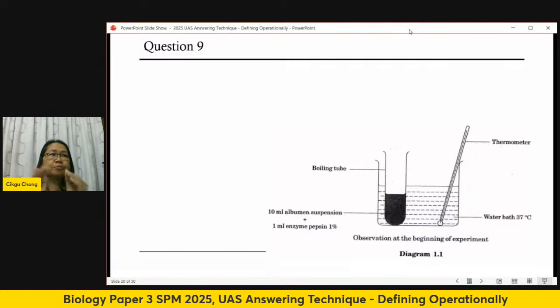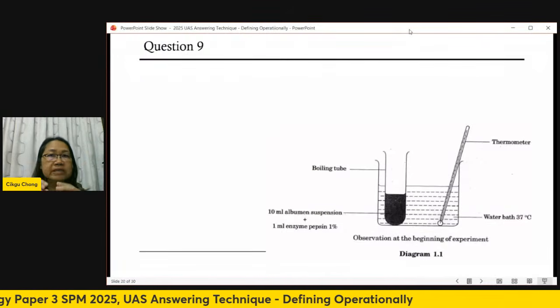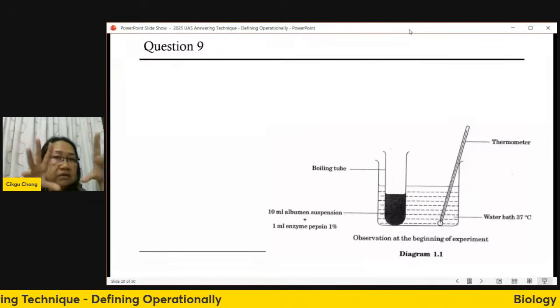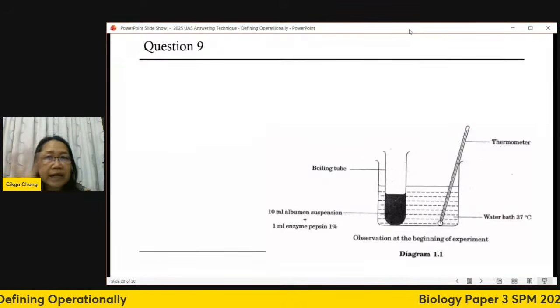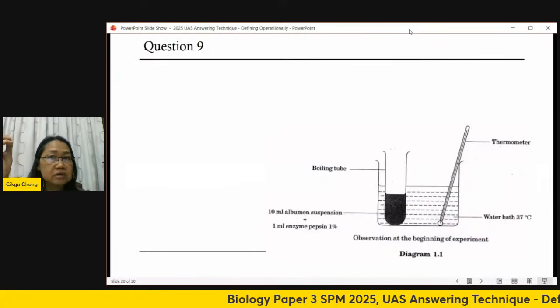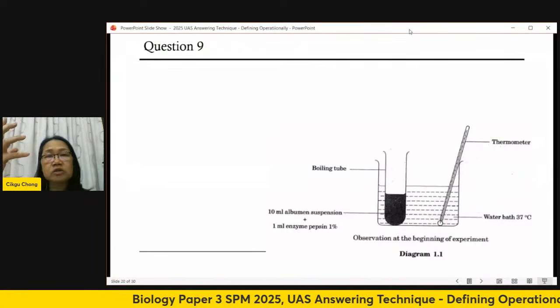So it should be cloudy. Cloudy means you cannot see through. It's blur, right? Very white, very blur. You can't see through because the molecules are not soluble. Molecules that are big are usually not soluble.